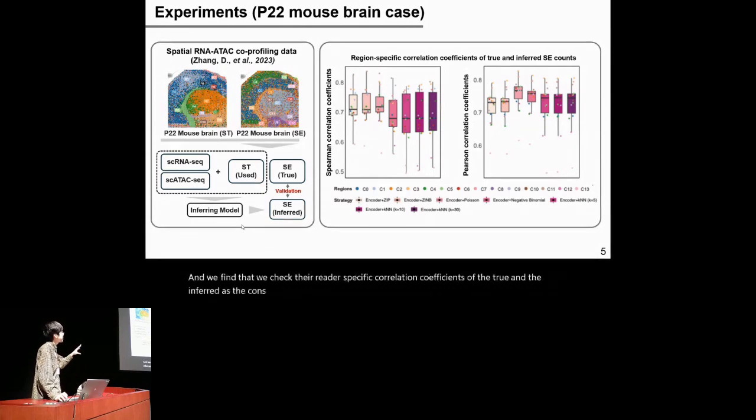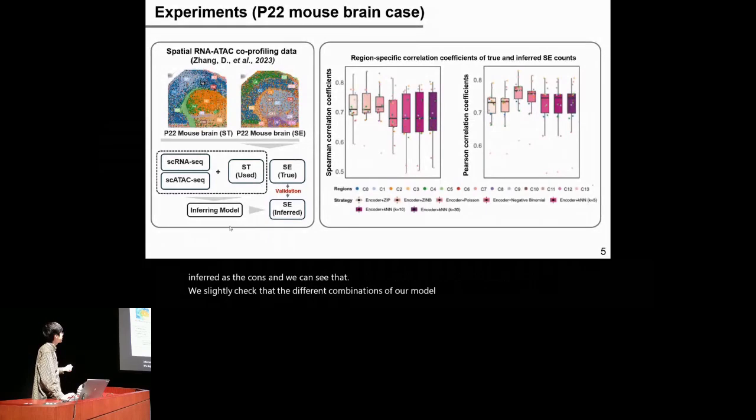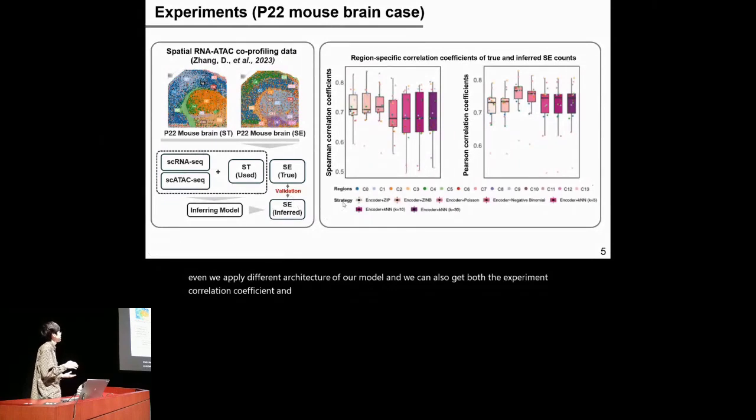We also slightly checked different combinations of our model architecture. We can see that even when we apply different architectures of our model, both the Spearman correlation coefficient and the Pearson correlation coefficient concentrate at a high level, which means that even in real-world data, the inferred part of the data is still reasonable.